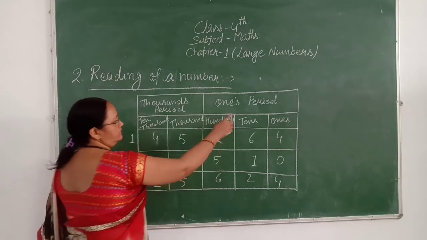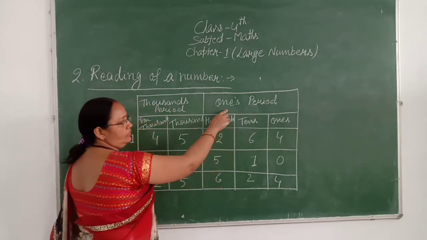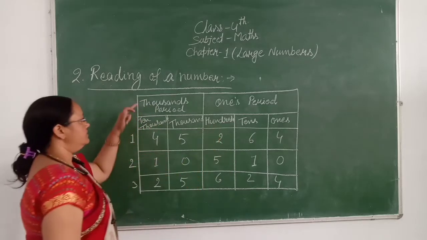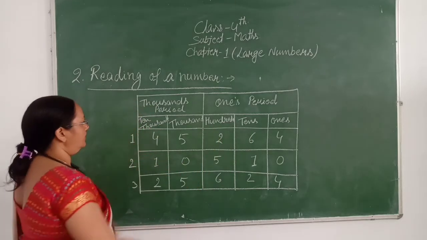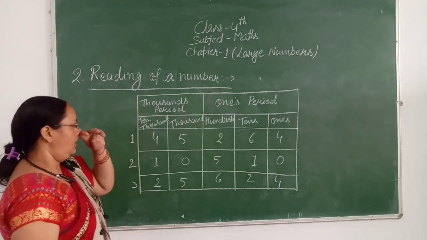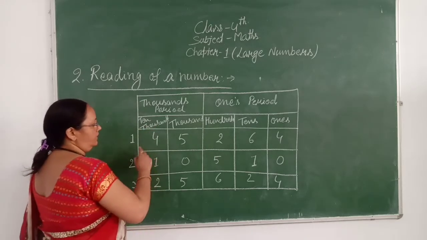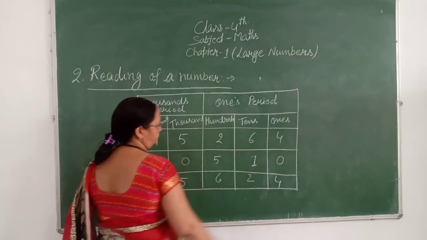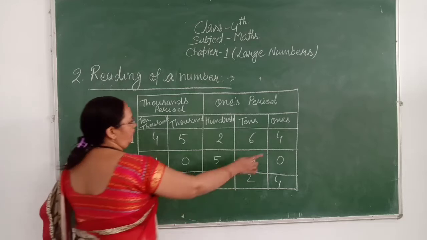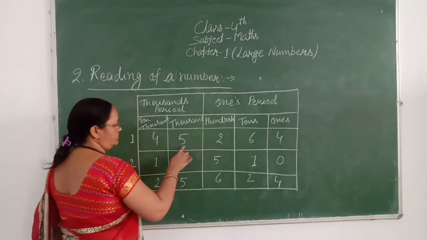Look, this is one period. One period में हम ones, tens, 100 को रखते हैं. And this is thousand period. इसके अंदर हम 1000 and 10,000 को रखते हैं. And we put any number in this column. This is ones, tens, 100, 1000, 10,000.